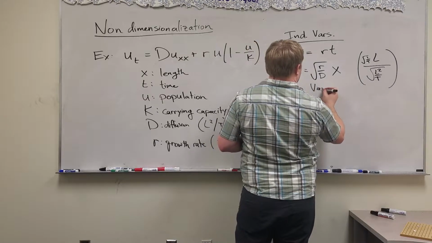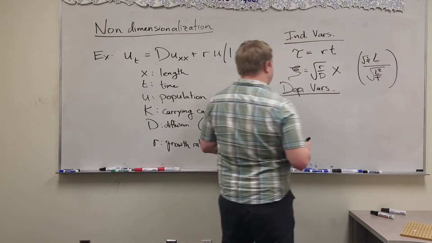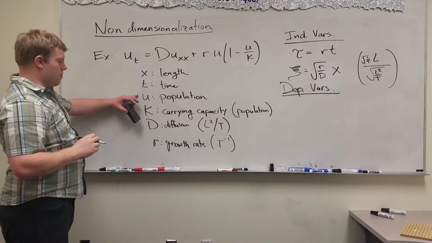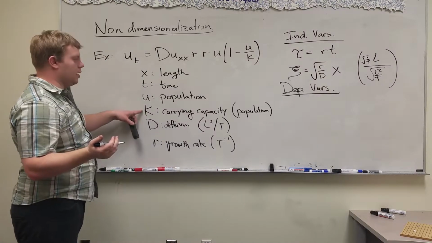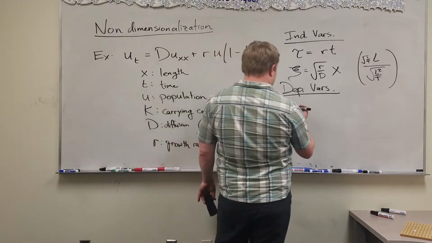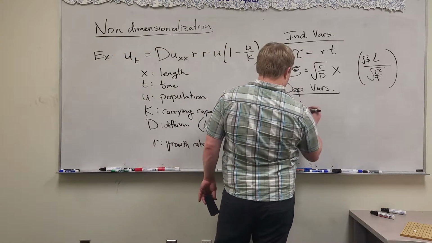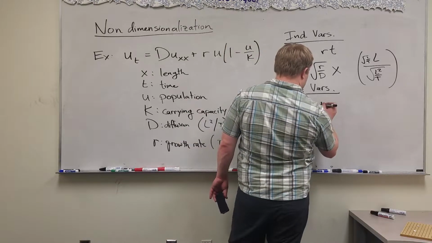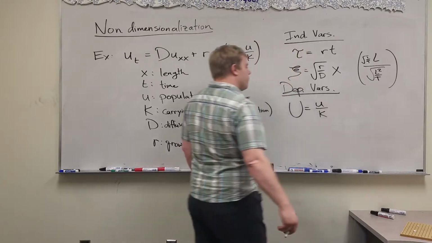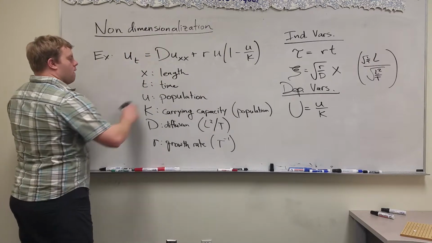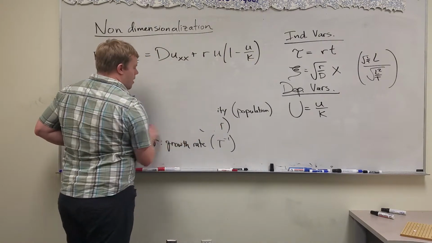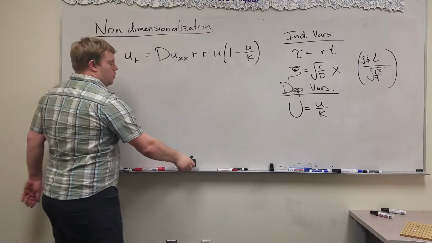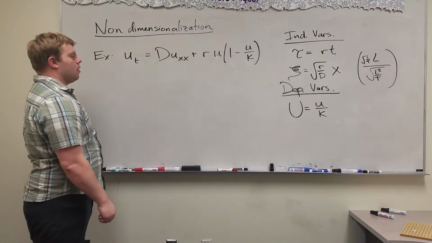Dependent variables. We have u, and we have a really nice scaling here. Just divide u by k. I'll call the new variable big U, and so this is little u over k. Okay, so now I'm ready to make a change of variables here.